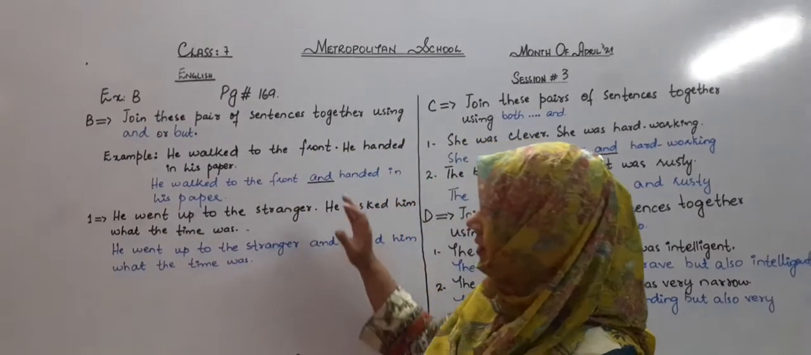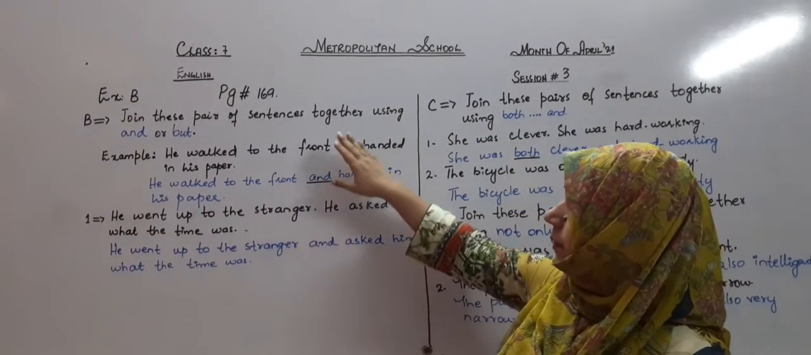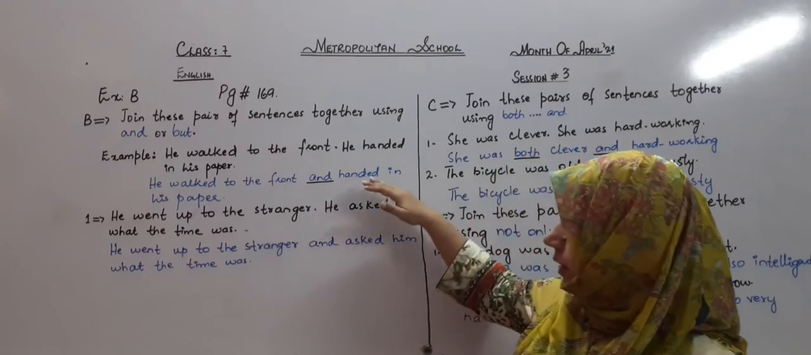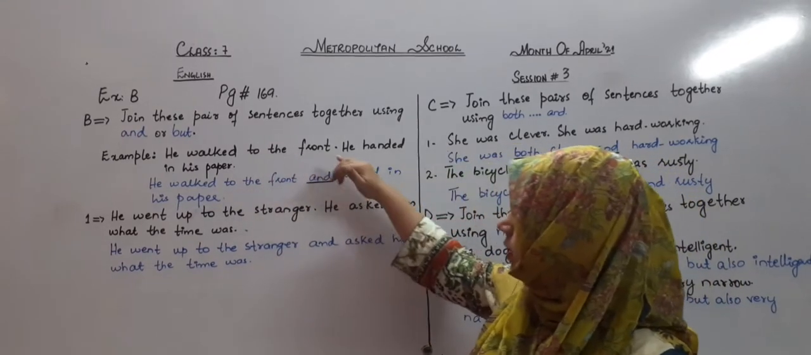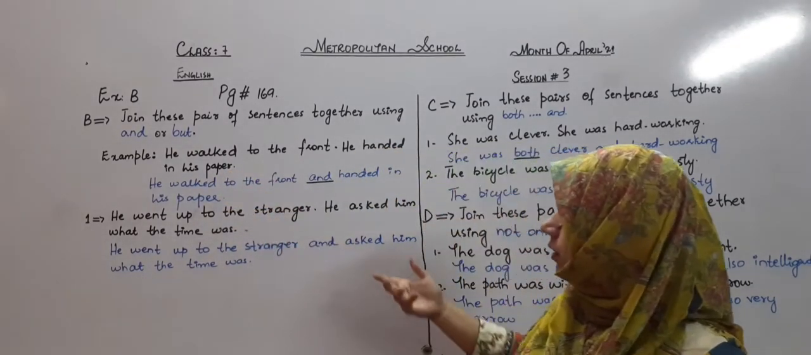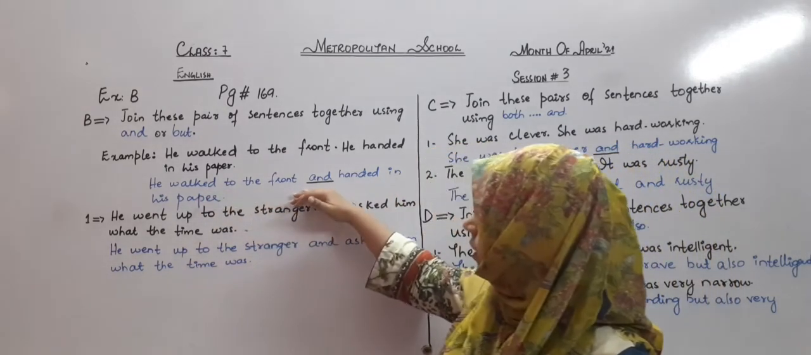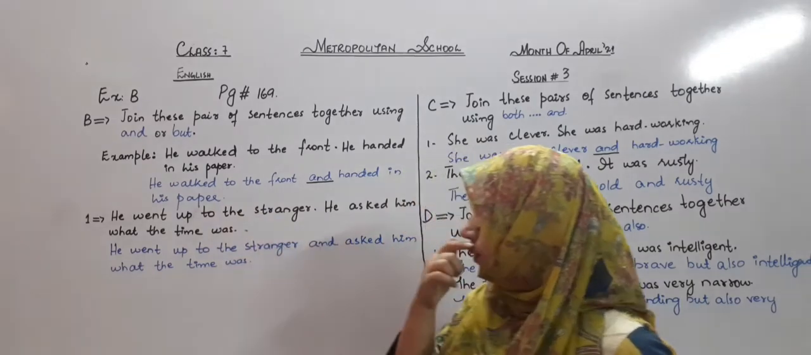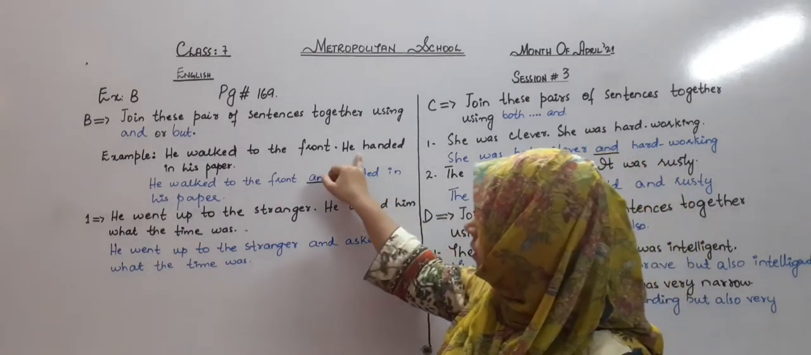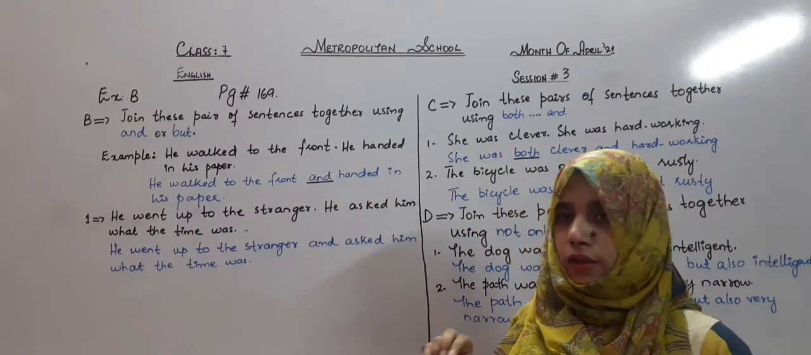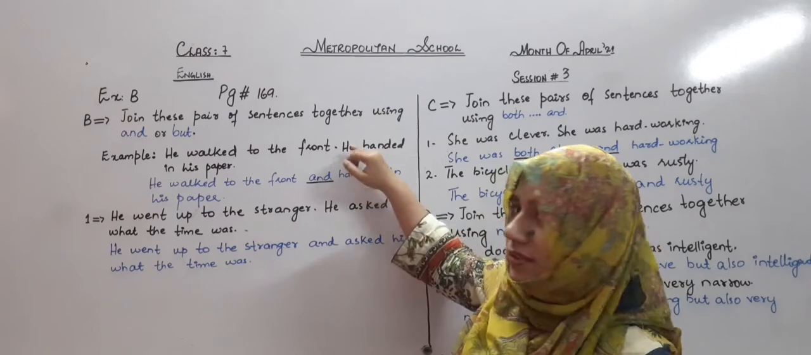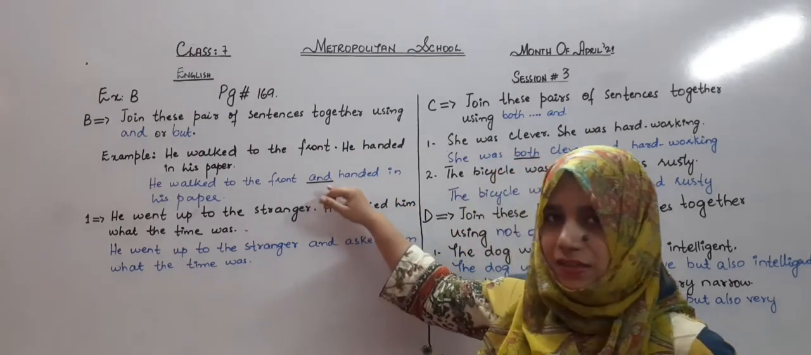So yes, my dear students, this is exercise B, in which you will have to join the pair of sentences together using and or but, right? Here is an example. He walked to the front. He handed in his paper. How can we add a conjunction in it? He walked to the front and handed in his paper. What is the difference between these two sentences? The major difference is that the first subject of the second sentence is not here, it's replaced by the conjunction, that is and.